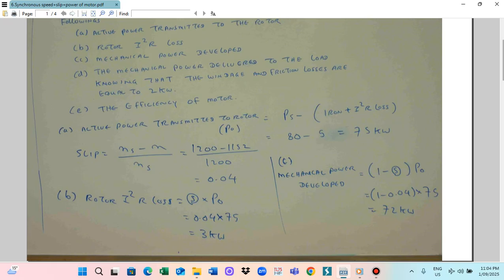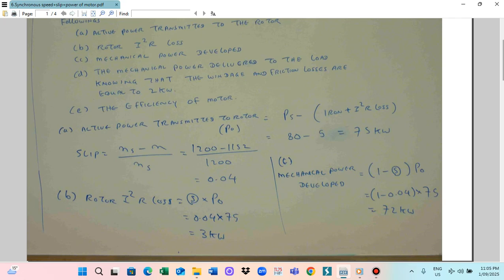And then we also need to calculate the slip. The slip is given by the approximate formula, NS minus N divided by NS. The synchronous speed NS is given as 1,200 RPM, and N is 1152. So we substitute 1200 minus 1152 divided by 1200. By solving this, we get a slip of 0.04. So this is for the active power transmitted to the rotor.